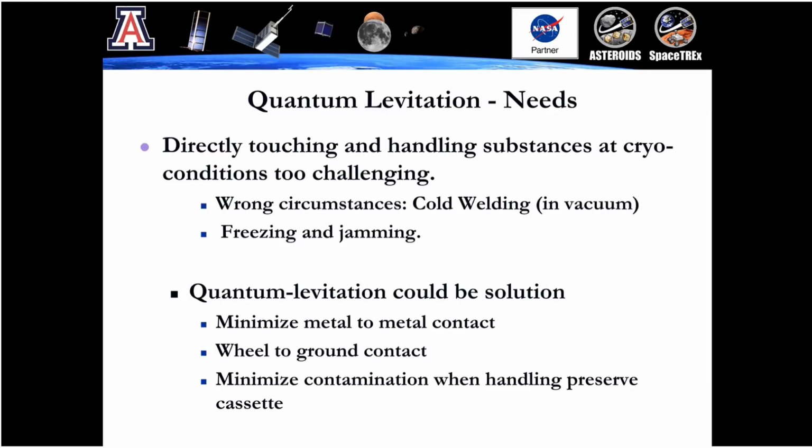We can avoid having to directly touch and handle substances at cryogenic conditions because it's so challenging. Under the wrong circumstances, it could lead to cold welding if it's in a vacuum, or freezing and jamming under pressure. With this quantum levitation, as we said, it could be a solution. It can minimize metal-to-metal contact, avoid the need for wheel-to-ground contact, and minimize contamination when handling these preserved cassettes.